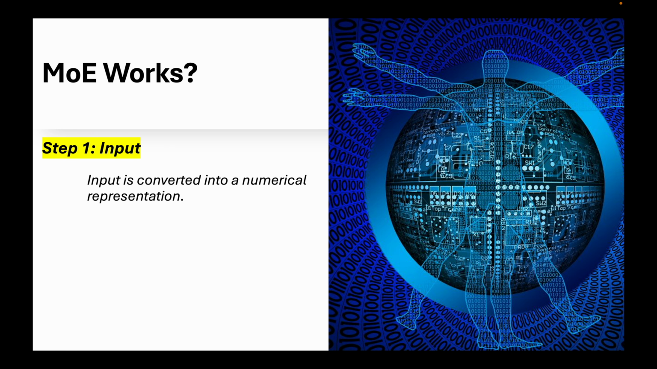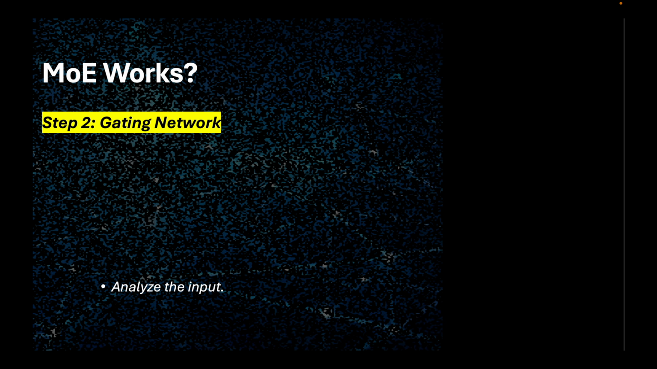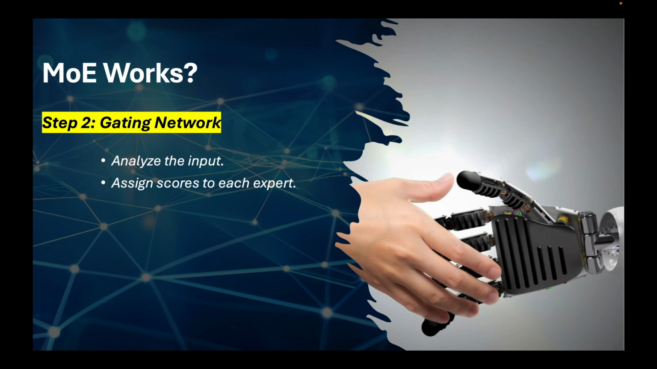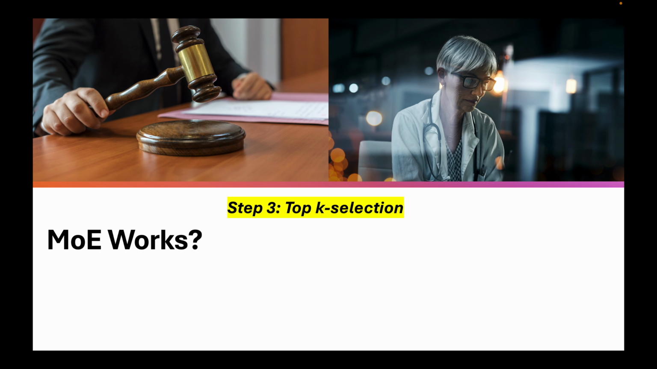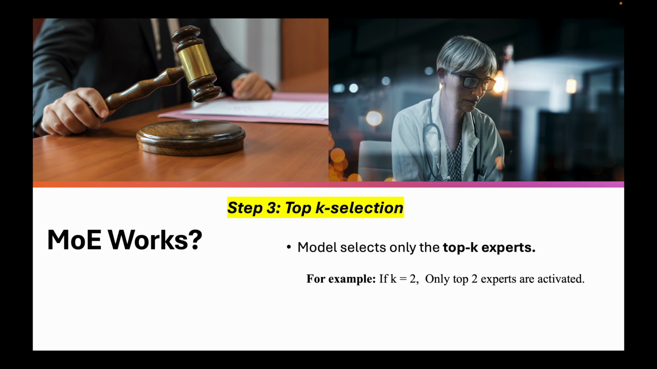Now, let's see how MoE works. The input, for example an image, is first converted into a numerical representation. Step 2 is the gating network or routing mechanism. The gating network performs dynamic routing. Its job is to analyze the input and assign scores to each expert, and it acts like a decision maker. Step 3 is top-K selection. Instead of selecting all the experts, the model selects only the top K experts based on the highest scores. For example, if K equals 2, only the top 2 experts are activated. This is called sparse activation.